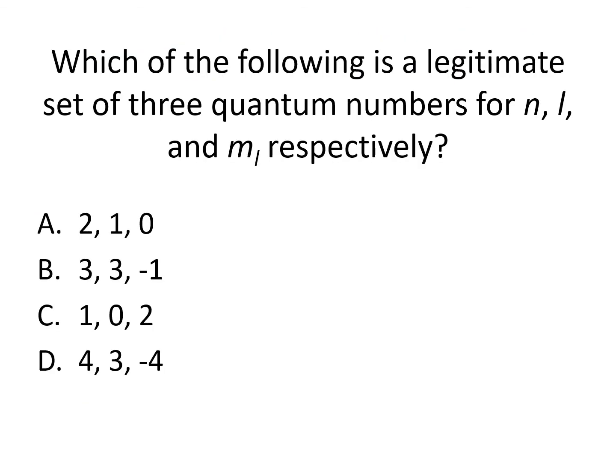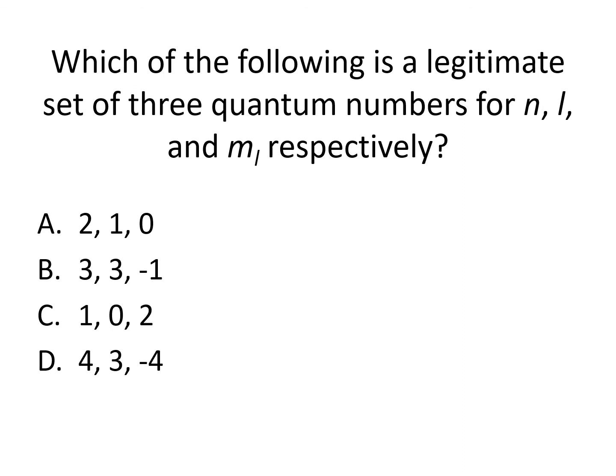Which of the following is a legitimate set of 3 quantum numbers for n, L, and m sub l respectively? The word respectively here means that the numbers go in that order. The first number is the n, the second number is the L, and the third number is the m sub l. You will be using your rules for allowed values. Based on the n, the first number is the L allowed? Based on the L, the second number is the m sub l allowed?